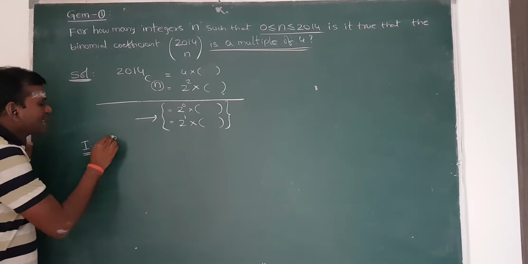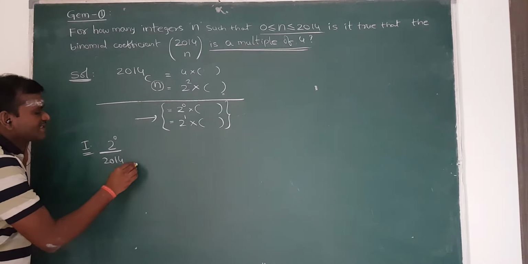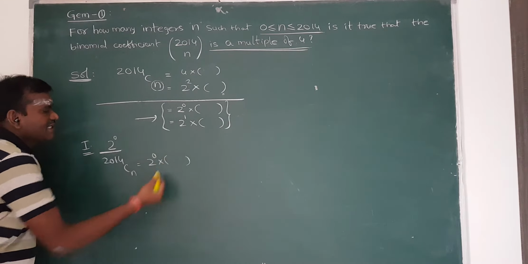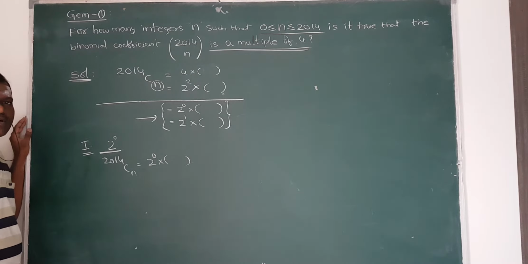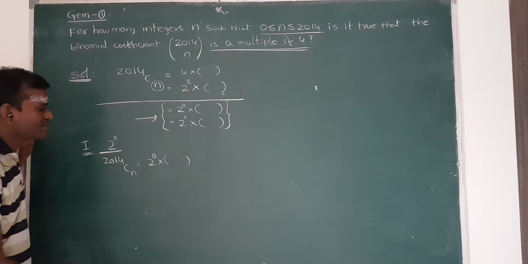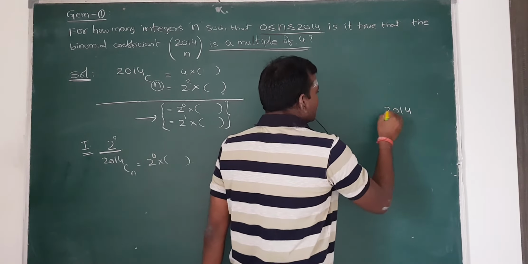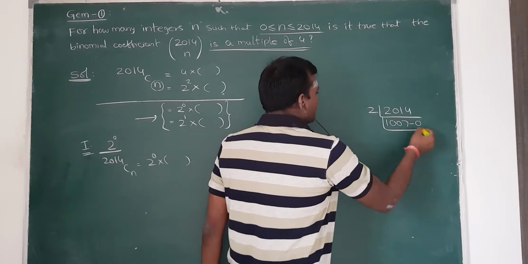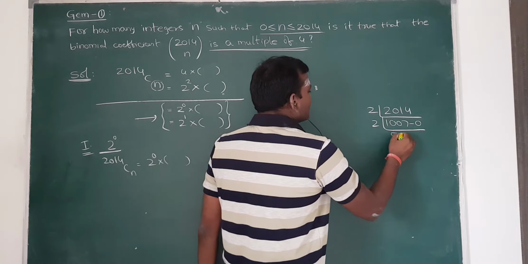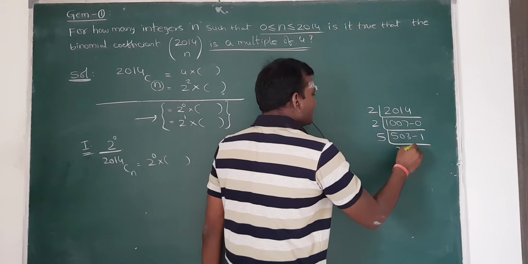First, the 2 power 0 part I am taking here. So 2014 Cn is equal to 2 power 0 into something. That means no 2 is there. That means it is strictly an odd number. What I am doing, first I will find 2014 in binary. I will express 2014 in binary representation, base 2 representation. 2 table, how many times will it go? 1007, remainder 0. 2 table 503 times, remainder 1. 2 table 250, 251.